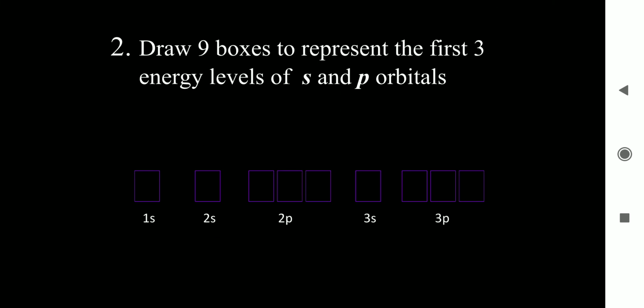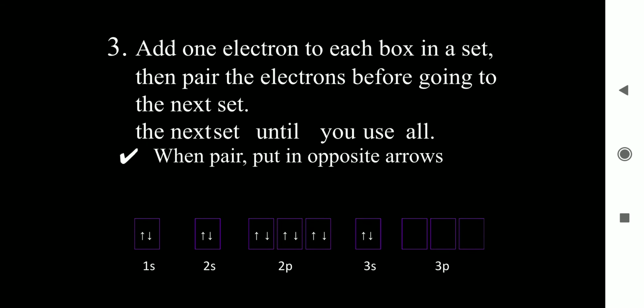Second point. Draw 9 boxes to represent the first 3 energy levels of s and p orbitals. Third one. Add 1 electron to each box in a set, then pair the electrons before going to the next set.